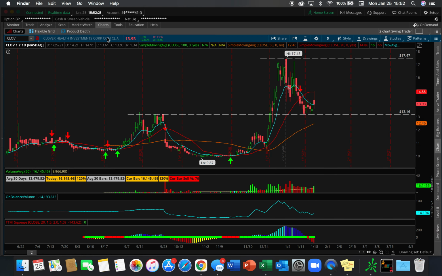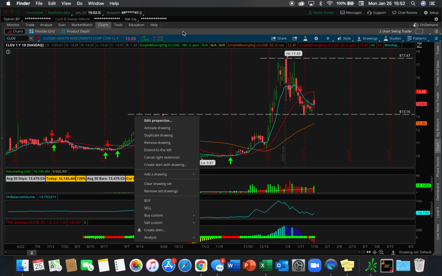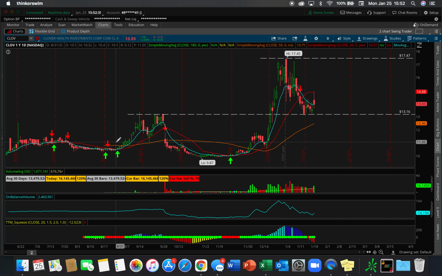So if we look at this stock right here, CLOV, I drew a line right here. Like I said, a resistance level is a level at which price does not want to go above, right? As you can see here, we came up, it did not want to go above this line. It tried again, and it actually came down, right? So it was a resistance level or a ceiling.